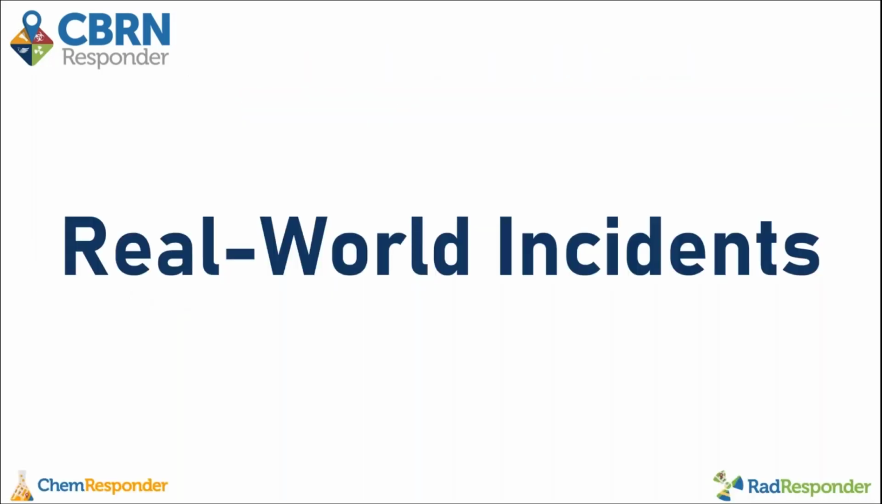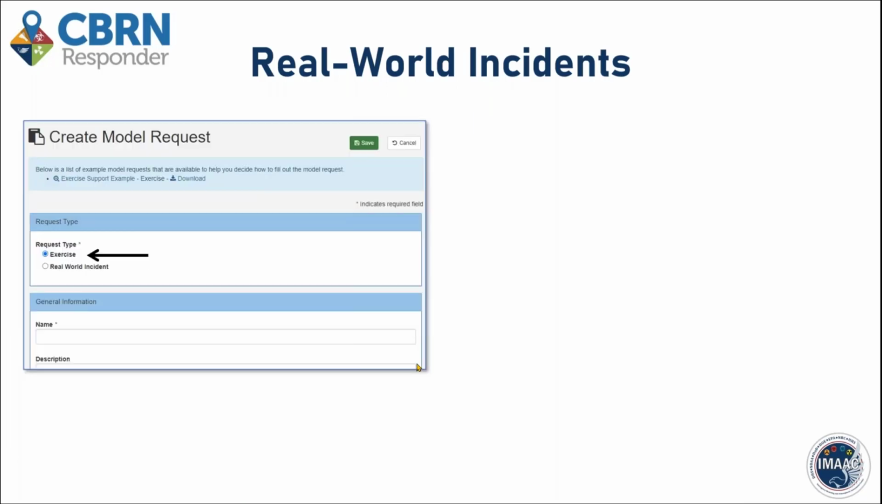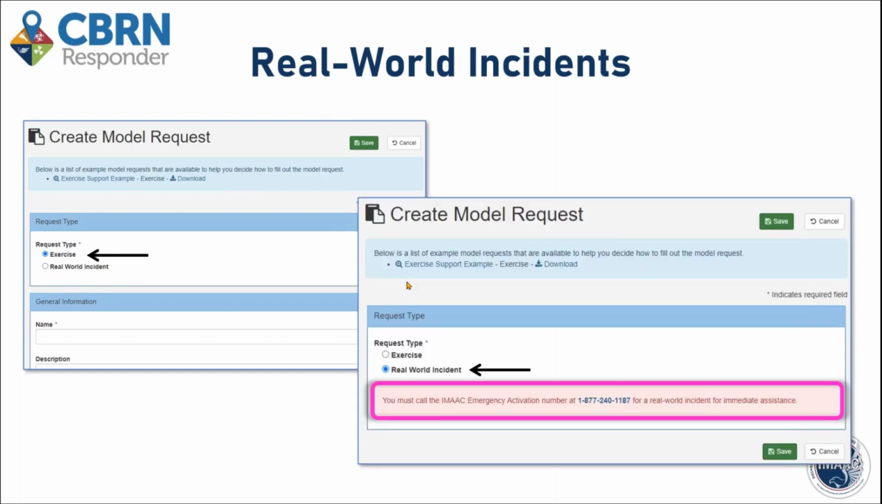So what to do in a real world incident? If you do need a model for a real world incident, you will be asked to call the IMAAC emergency activation number listed here. And like I said, this phone number is posted all throughout the IMAAC portal. It's on every page, so you will be able to always locate this number if you need real world incident support. If you are on the model request form, you do have the option to click real world incident for the request type. However, if you do select that option, the form will be hidden and you will not be able to enter any information. It will give you the message to call that real world incident number.